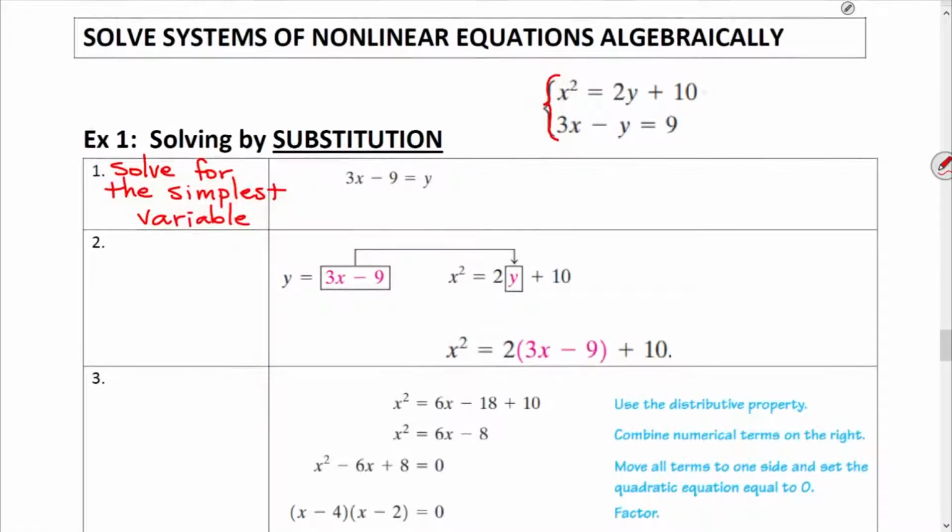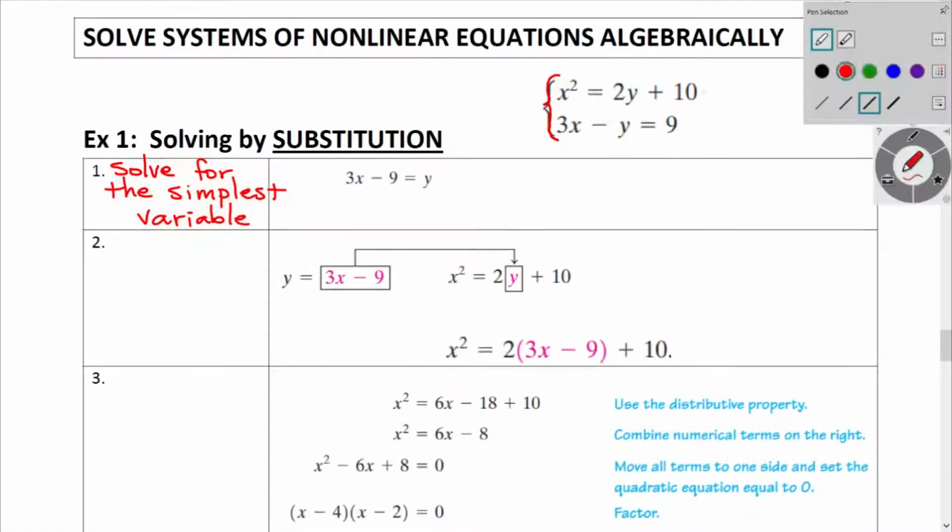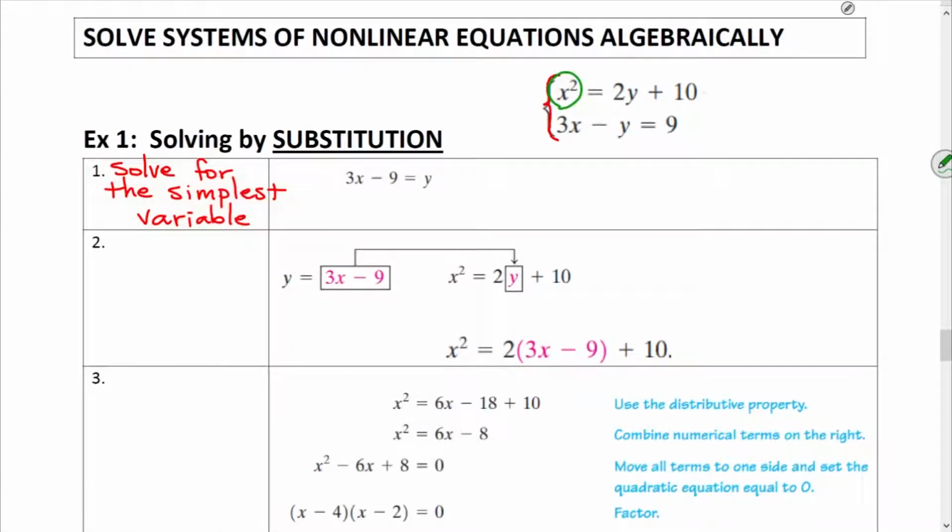Okay, so looking at this, I have variables here, and here, and here, and here. Now this x squared is definitely not the easiest because this x is being squared. So to solve for that variable, I would end up with some square roots, and it would not be the simplest. Okay. Now, of these other three linear terms, this one right here has a coefficient of -1.